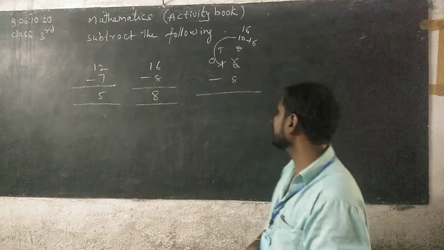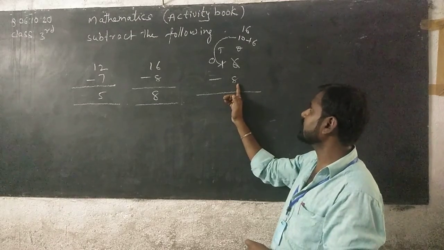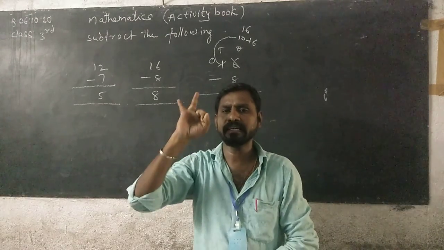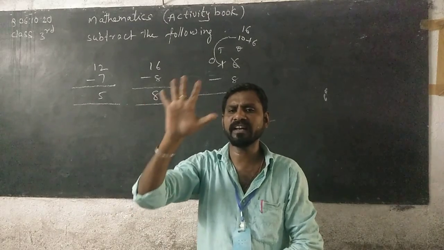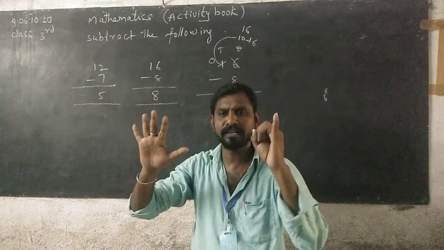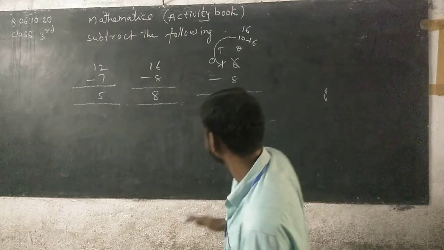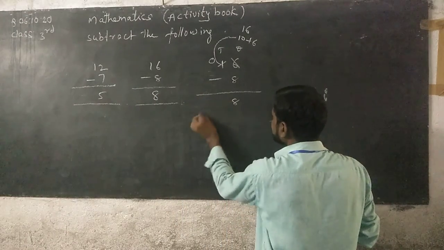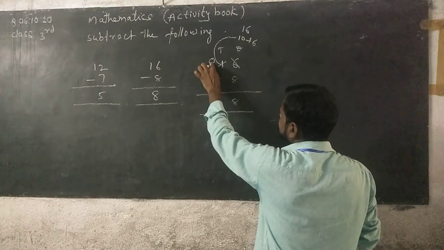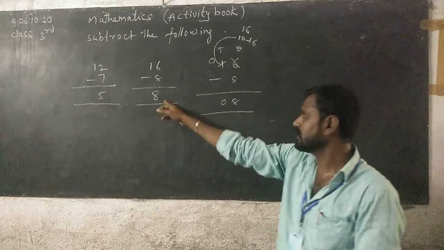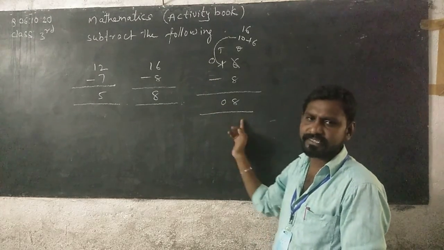You can count 8 after up to 16. So 8 after 9, 10, 11, 12, 13, 14, 15, 16. So what do we get, beta? 8. So you can write 8. Means in the tens place 0. So there is no number, you can write 0. 0, 8 means 8. See? Did you understand what is the difference?